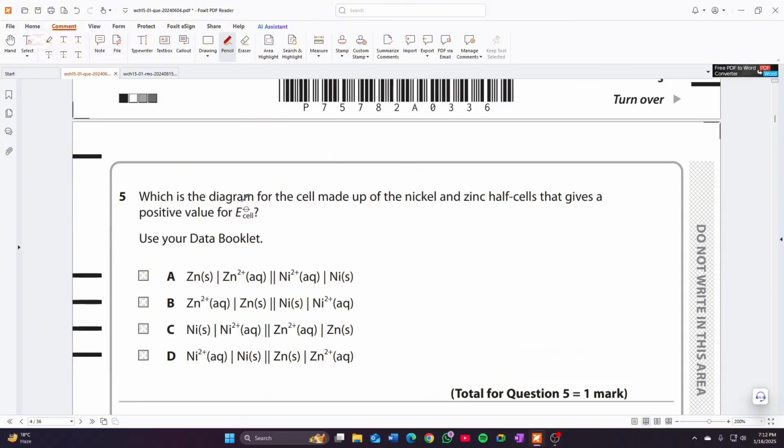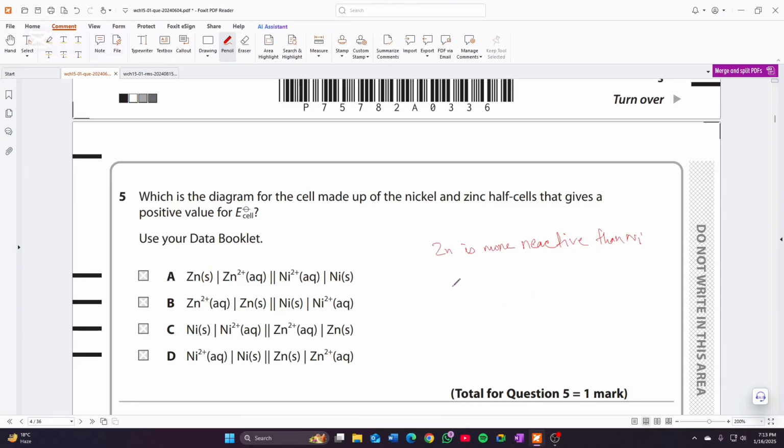For number 5, which diagram for the cell made up of nickel and zinc half cells gives a positive E cell? A positive value for E cell means the reaction will proceed, and we know that zinc is more reactive than nickel.